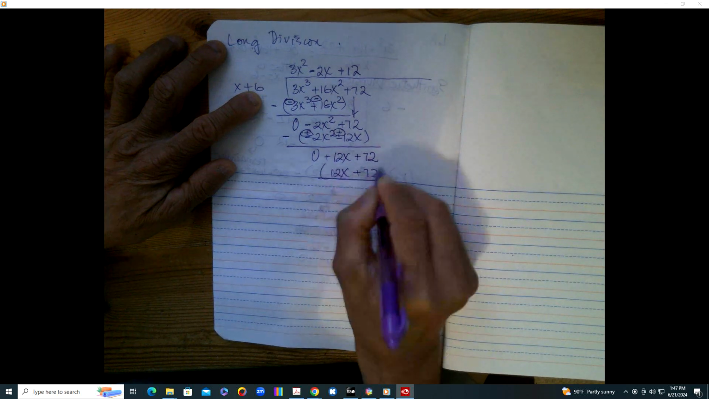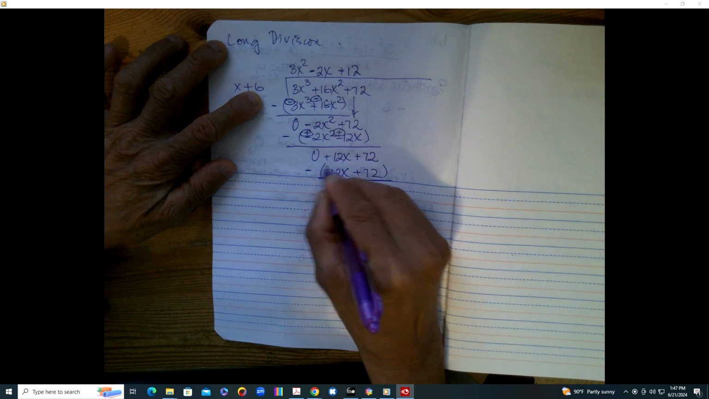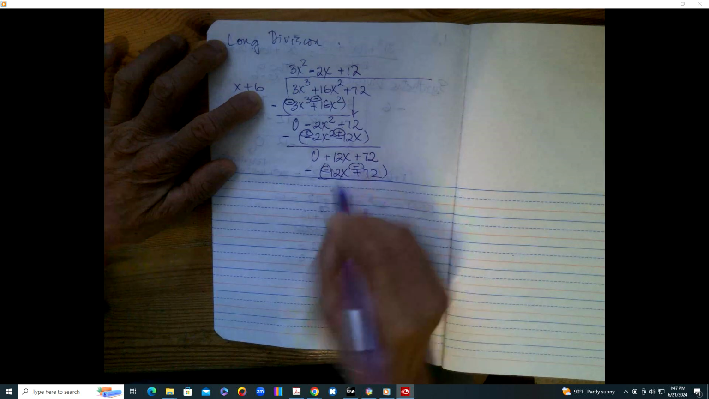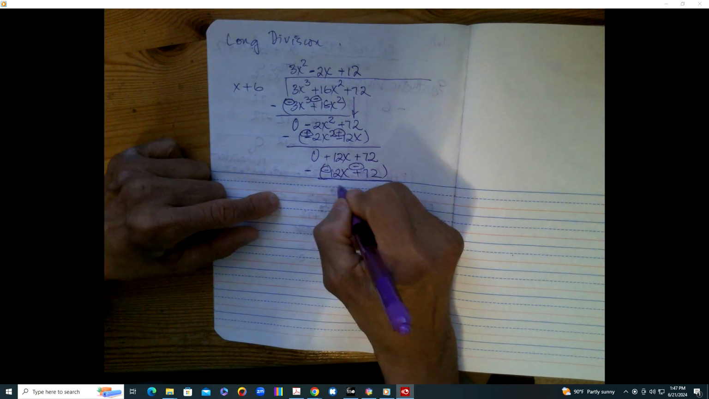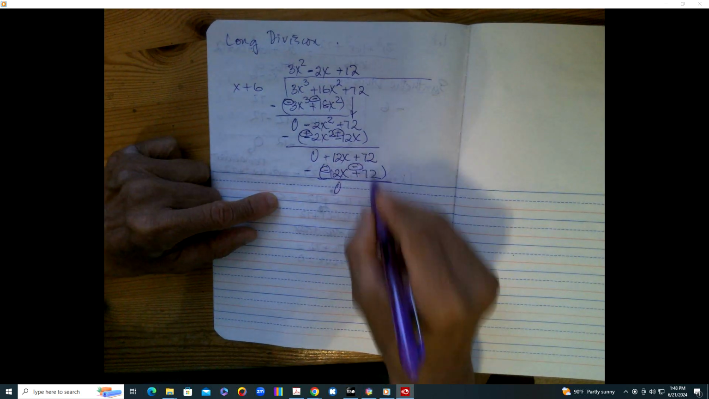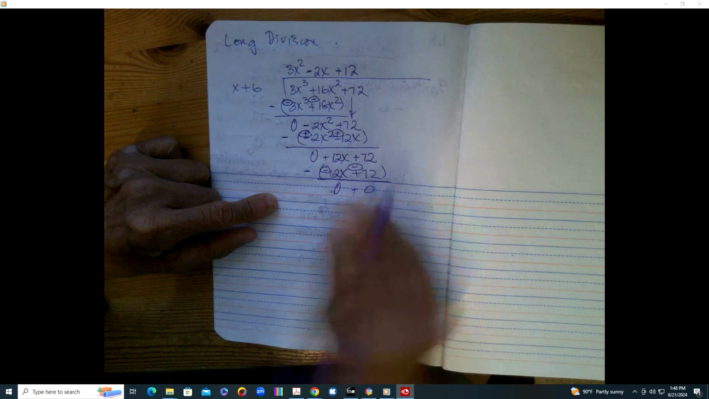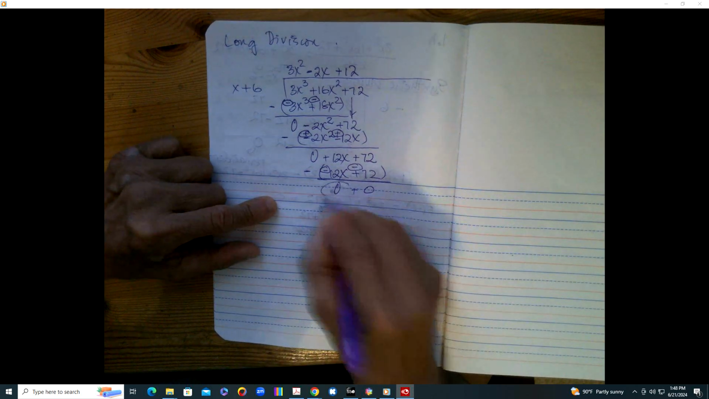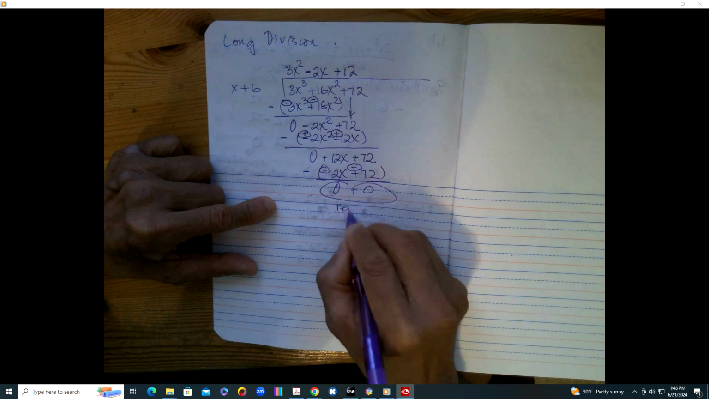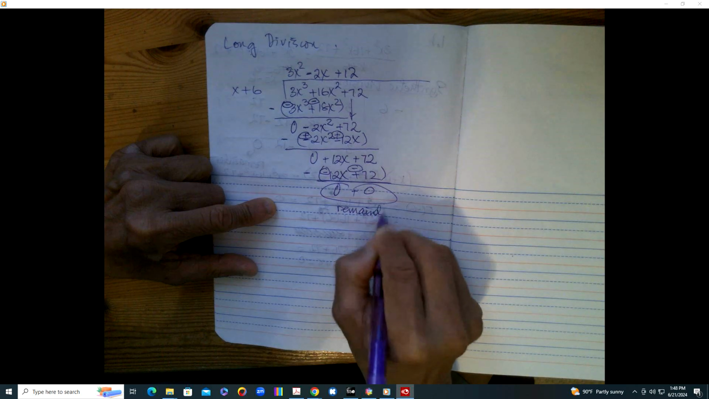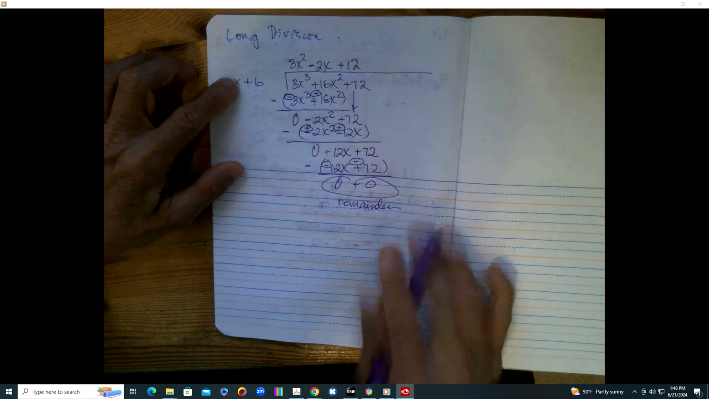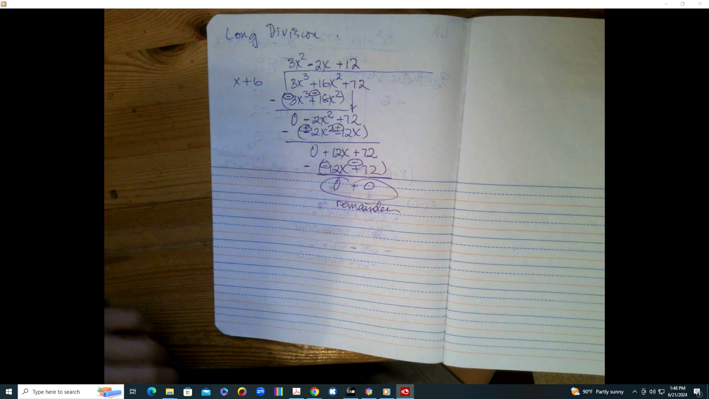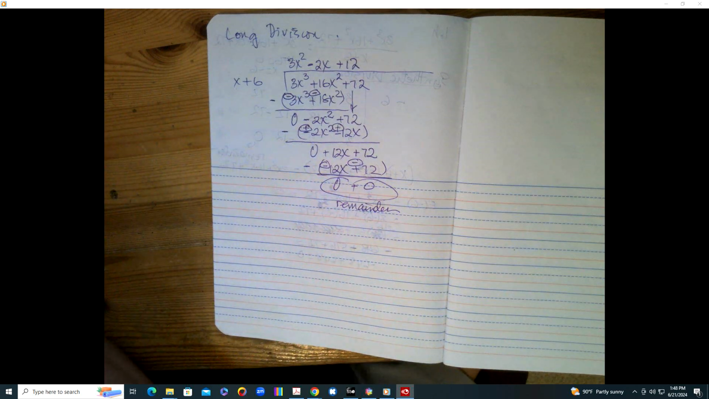And then we had to subtract. So this become a negative, this become a negative. So 12x minus 12x is 0. 72 minus 72 is 0. You see, the remainder is 0. So we know x plus 6 is a factor of that. Okay, I hope you understand that. Alright.